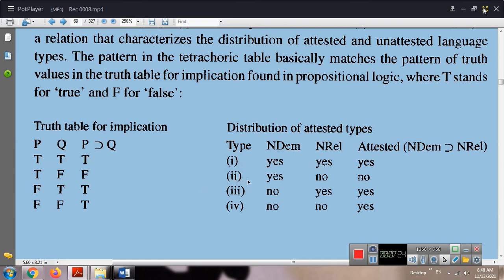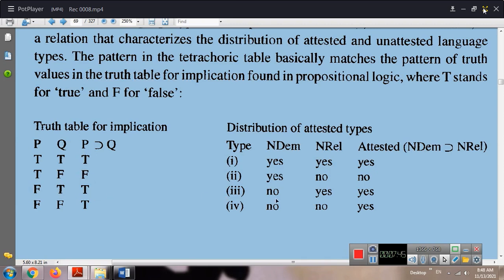truth table. But if P is true, like here, the language is non-demonstrative, but Q is false, it means that it is not non-relative clause. We don't have such a language. It is false.